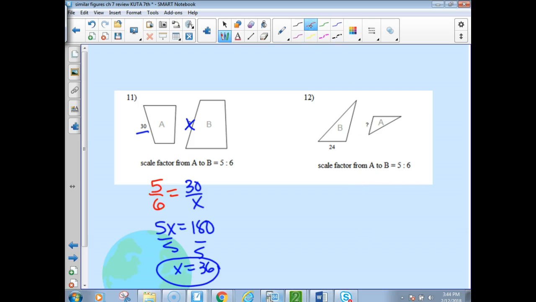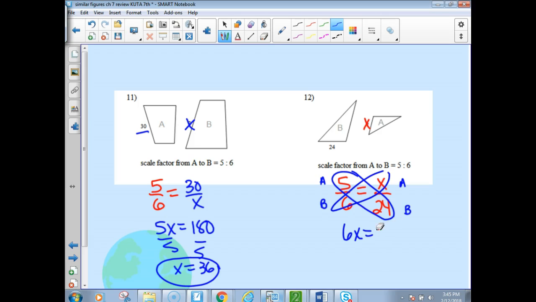The next one, I'm going to use the scale factor. Of course, that's the only way I could possibly solve this. Scale factor of A to B is 5 to 6. The A is the second figure, so I have to start with the x then, and it'd be x over 24. Okay, they said figure A to B. So this is A, this is B. That's why I went A is where the x is, B is where the 24 is on figure B. Cross product, 6 times x equals 5 times 24. That's 120. Divide by 6, and we get x is 20.